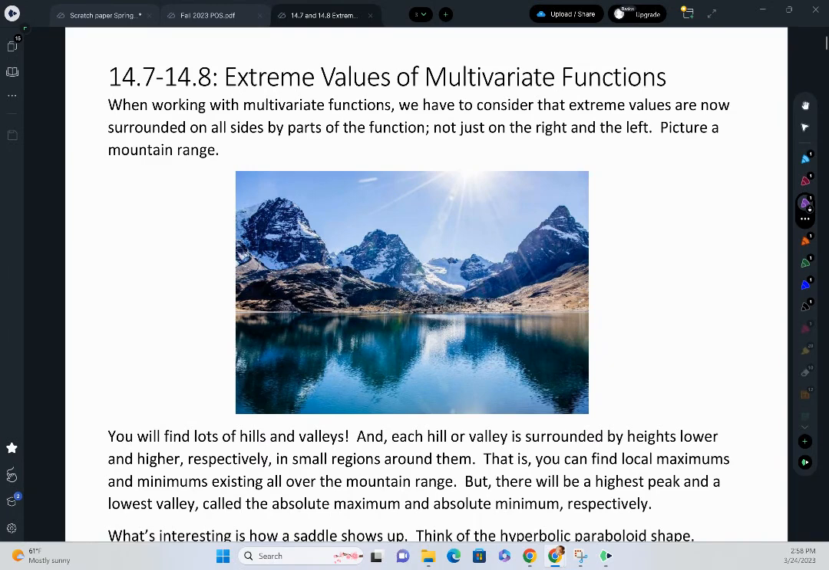So I've got this great picture right here. It shows a mountain range. And in that mountain range, we can see valleys and we can see hills. And those are going to be the low points and the high points in a 3D world.